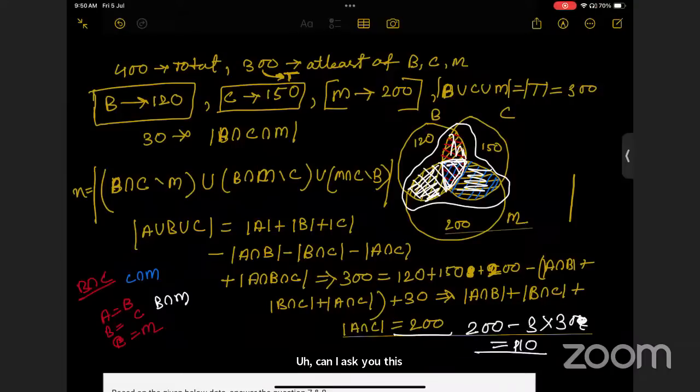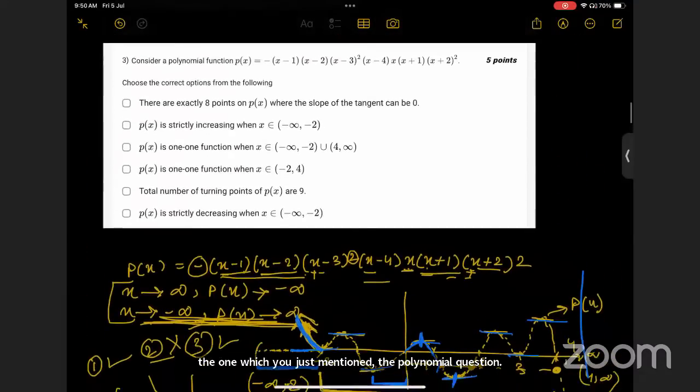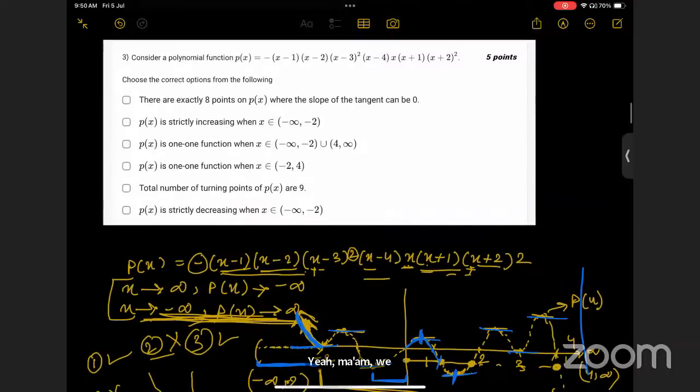The one which you just mentioned, the polynomial question. Yeah, the same question. My question is how we can start this one. The graph starts from increasing or decreasing, as you explained one time. So do we need to check the maximum degree of the polynomial and then decide depending upon that degree? Can you explain this in two lines?